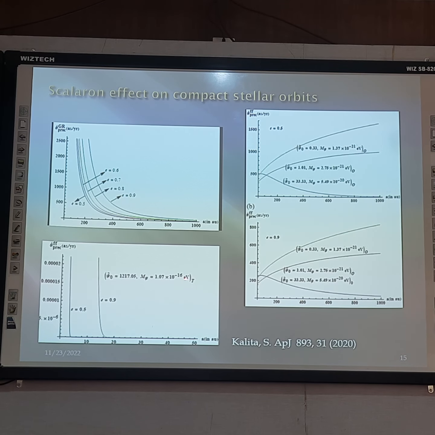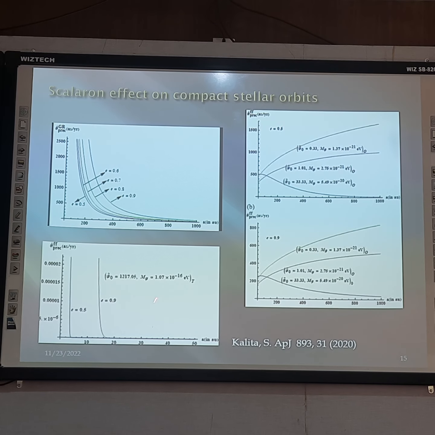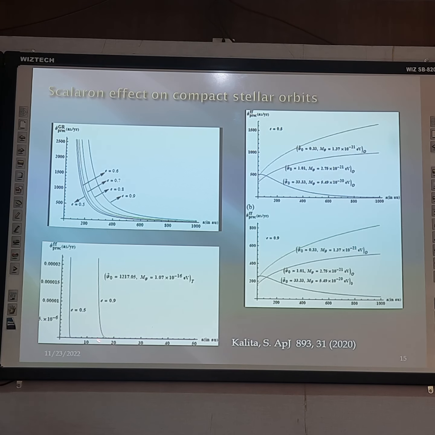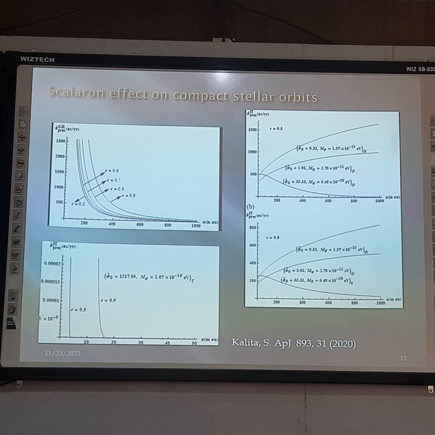If we go to 10 to the power minus 16 electron volt, this is the prediction based on quantum correction of Einstein's equation near the black hole that I did in 2020. It is the most massive scalaron that we can have. Then we can see that there is no effect of this scalaron beyond 20 AU near the black hole. If there is any effect, it has to be below 20 AU. That means the massive scalarons are much screened, and they show their effect towards the compact stellar orbits.